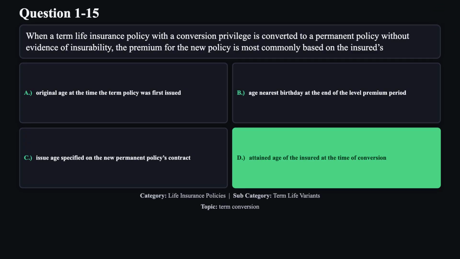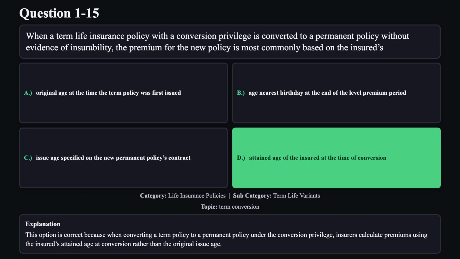The correct answer is D. This option is correct because when converting a term policy to a permanent policy under the conversion privilege, insurers calculate premiums using the insured's attained age at conversion rather than the original issue age.